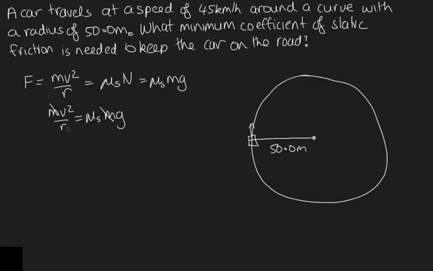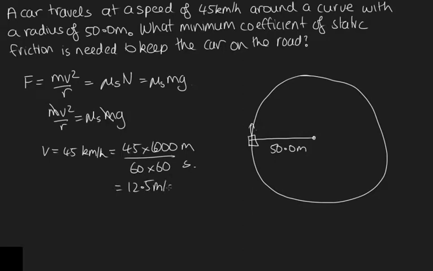So now we know what r is. We know g, it's the acceleration due to gravity, which is 9.8. And so we need to work out what v squared is. So v is equal to 45 kilometers per hour. So that's equal to 45 times 1,000 meters over 60 times 60 seconds. So that is equal to 12.5 meters per second.